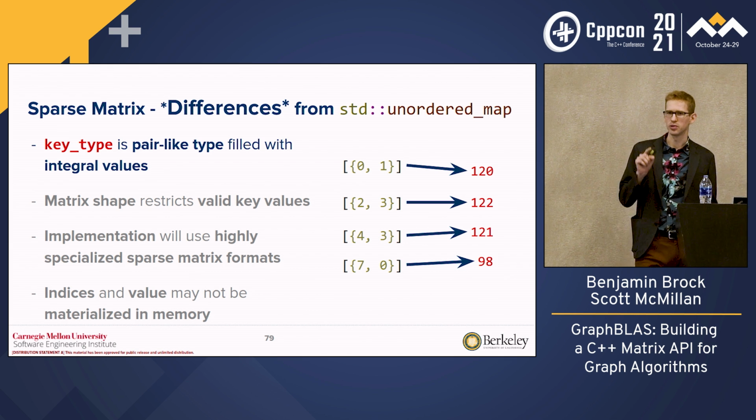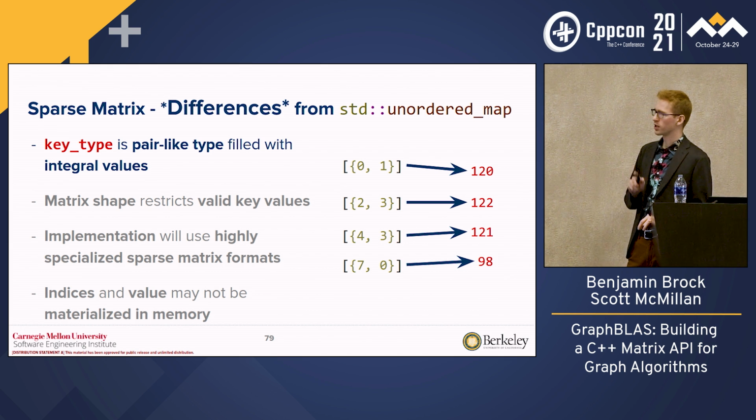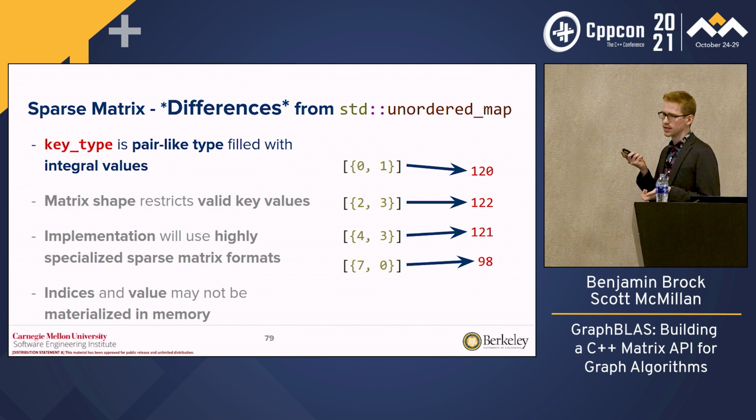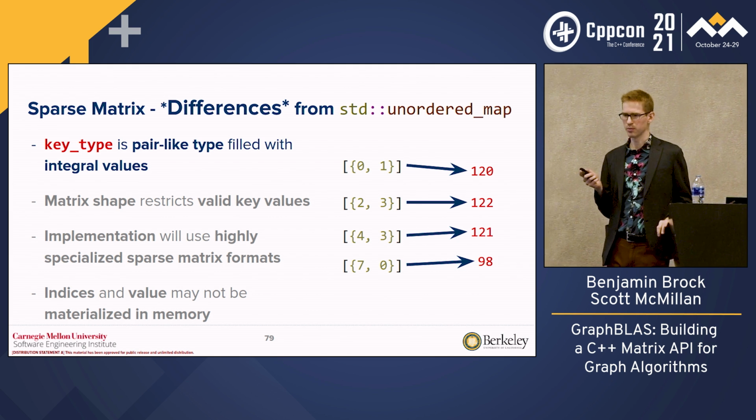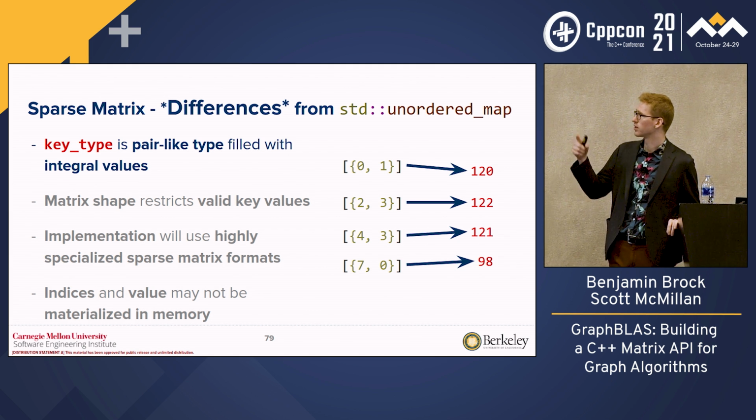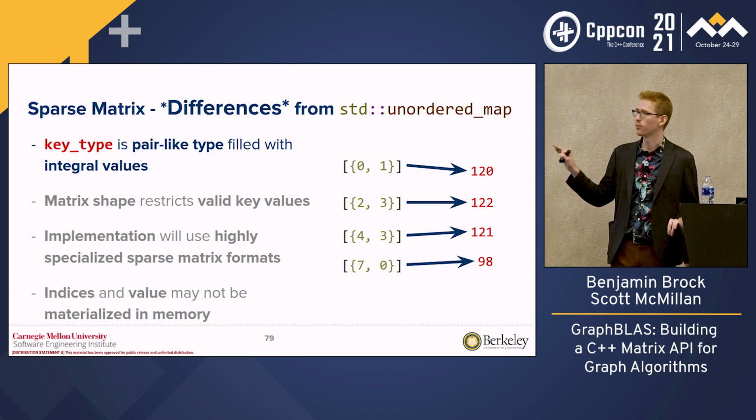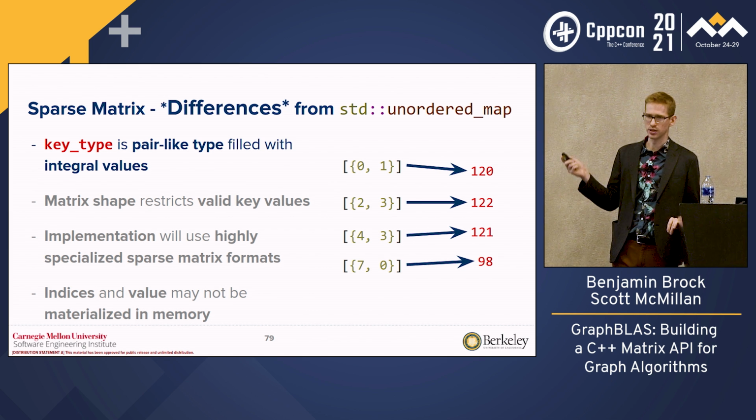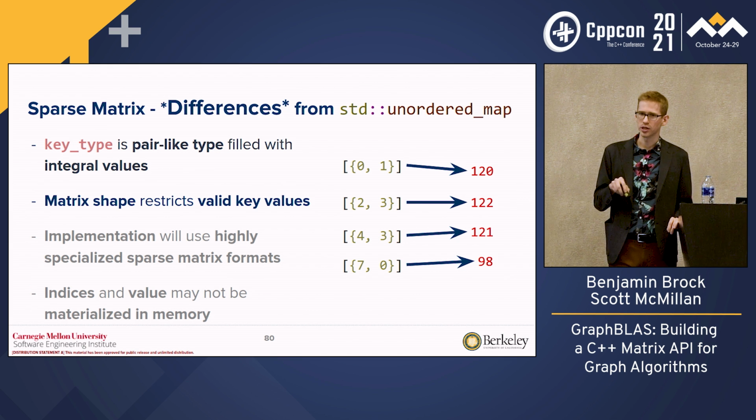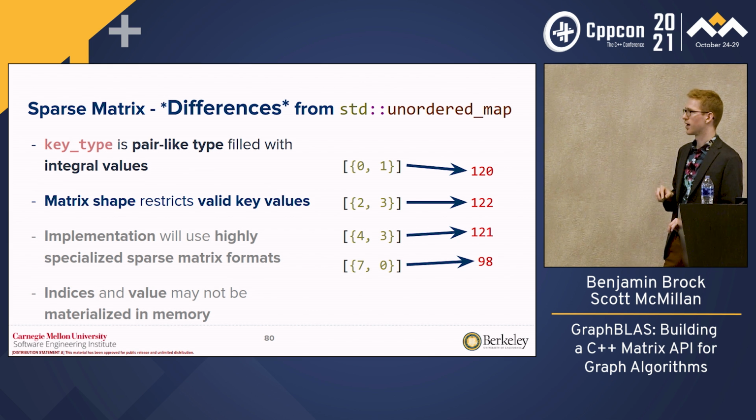However, there's one very specific thing that an ordered map has that I want to point out that may not be the case with a sparse matrix format when we're using a high performance format. And that is that the unordered map has a guarantee that the key type is going to be a pair-like type filled with integral values if we're using it in a sparse matrix type way, right? So now we've transformed these strings into tuple-like types. So you can imagine these are indices into the matrix, and we're indexing into these, and we have values associated with them. The matrix shape is going to provide some restriction for these key values.